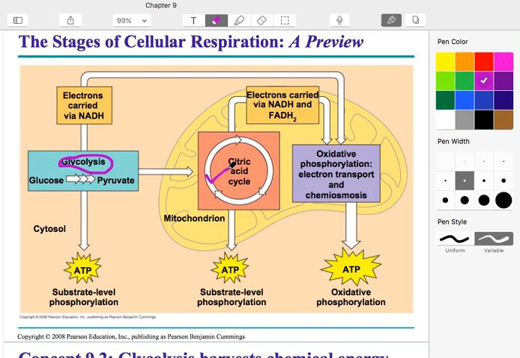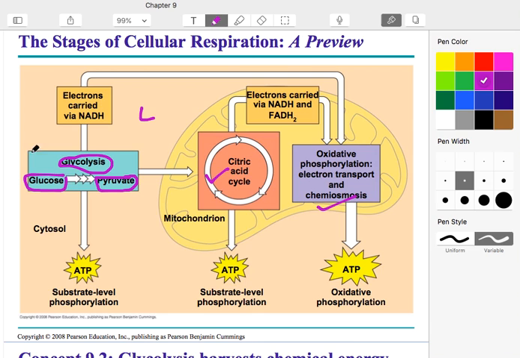During glycolysis, glucose is converted into pyruvate. Before we move on, we need to know where it occurs. It occurs in the cytosol, or cytoplasm, you can say either. It is not going to occur in the mitochondria. Today, I'm going to talk about only glycolysis, and in the next video, I'm going to talk about the other steps here.